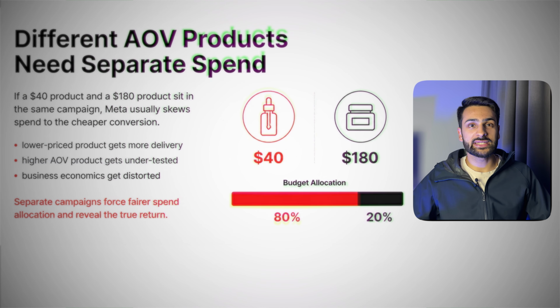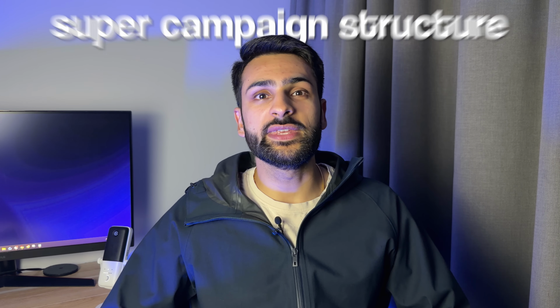The second is products with different AOVs. If your brand has a $40 product and a $180 product sitting inside the same campaign, Meta's lowest cost optimization is always going to skew the spend to whichever one converts the cheapest, which is usually the lower priced product. The higher AOV product never gets a fair read, even though on a per purchase basis, it might deliver a better overall return for the business and a better lifetime value customer. Separate campaigns force spend allocation on each product and let you see the full economic picture. Both of these levers live in what I call the super campaign structure. There's a full breakdown of it, I'll link at the end.